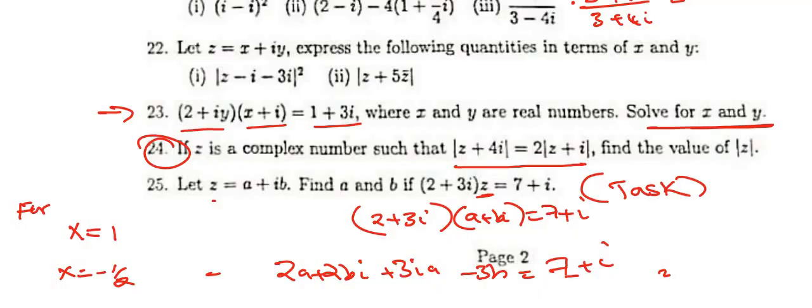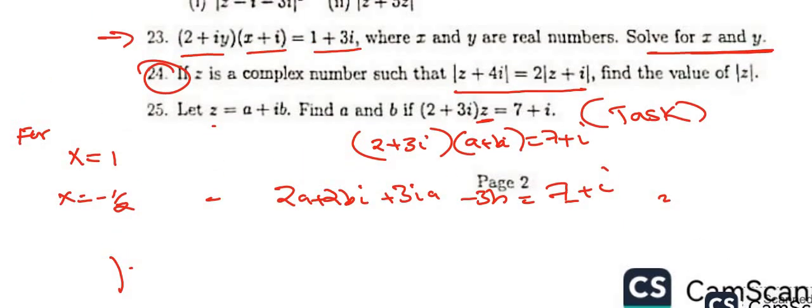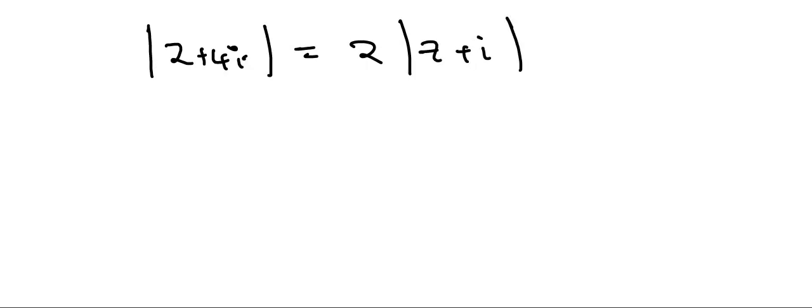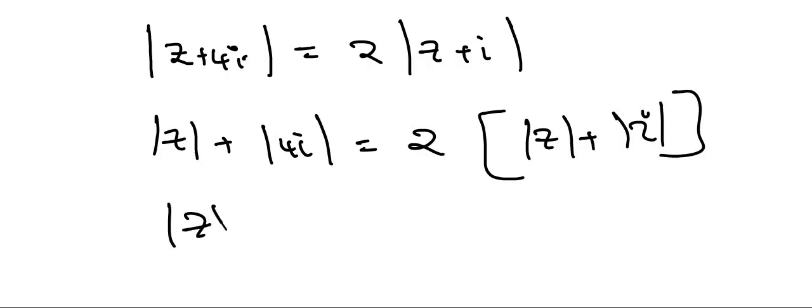So it's the same thing we're going to use here. They want us to get the modulus of z plus 4i, which is equal to 2 times the modulus of z plus i. So we're going to split the modulus symbol here. This is z, by the way, not 2. So modulus of z plus modulus of 4i is equal to 2, open brackets, modulus of z plus modulus of i. So this is just still going to be z. This is just a 4. That's the rule.